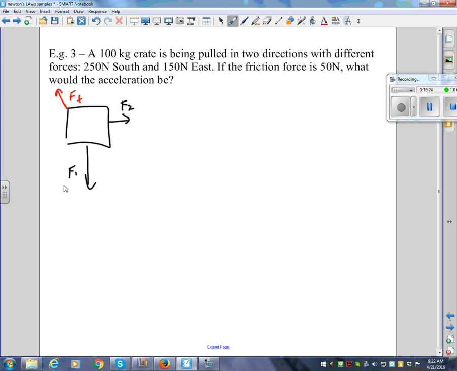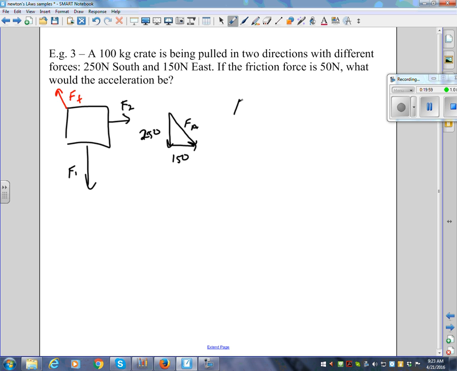So what am I going to do? I'm going to have to add my F1 and F2 as vectors, and then I'm going to subtract my 50. Okay? So I'm going to redraw it like this. 250 south, 150 east. And I'm going to label this one FA. The FA is the sum of those 2 applied forces. FA is F1 plus F2 in vector format.